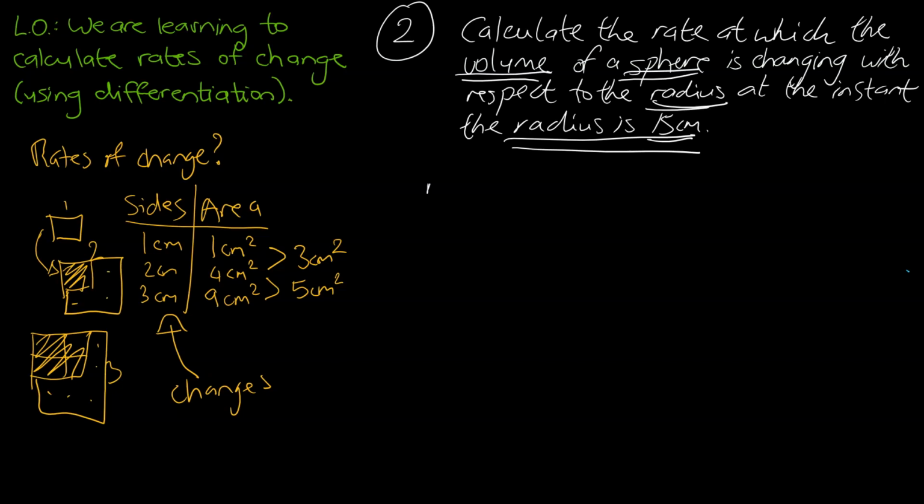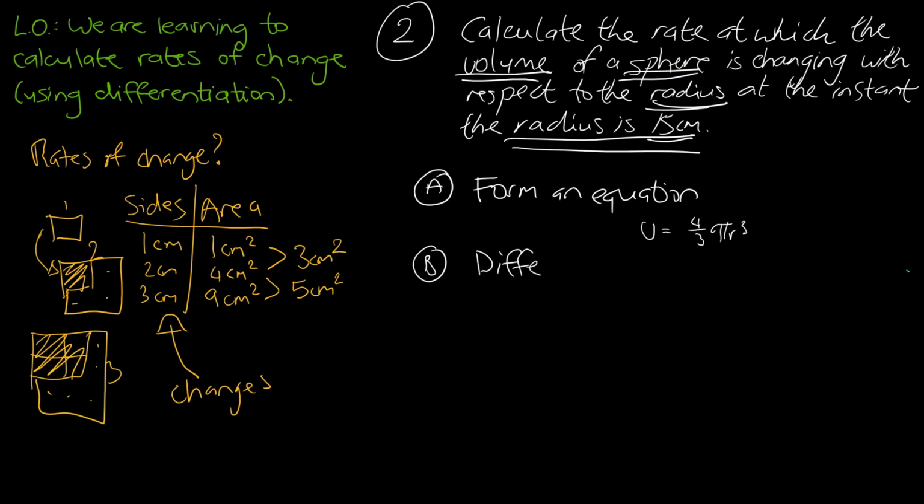And so what we're going to start off with, like we did for the previous example, we need to form an equation. And in our case, we're trying to compare the volume with the radius. And there's a very well-known formula for that. And that formula, the volume is equal to 4/3 of pi r cubed. Step number 2, we need to differentiate. And that will give us an expression for the rate of change.